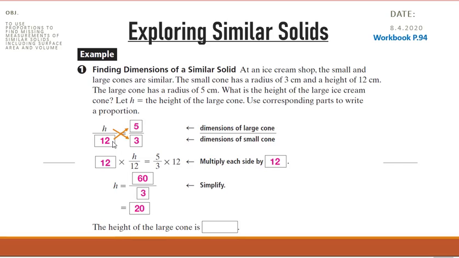We can use the scissors method to find h. Multiply 12 by 5 and divide by 3. So you can do this in one step to find the answer. It's the same answer. So the height of the large cone is 20 centimeters.